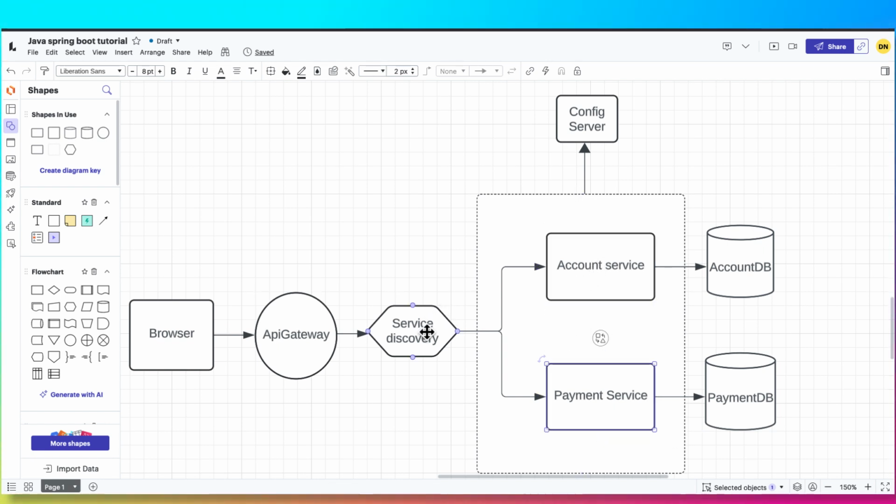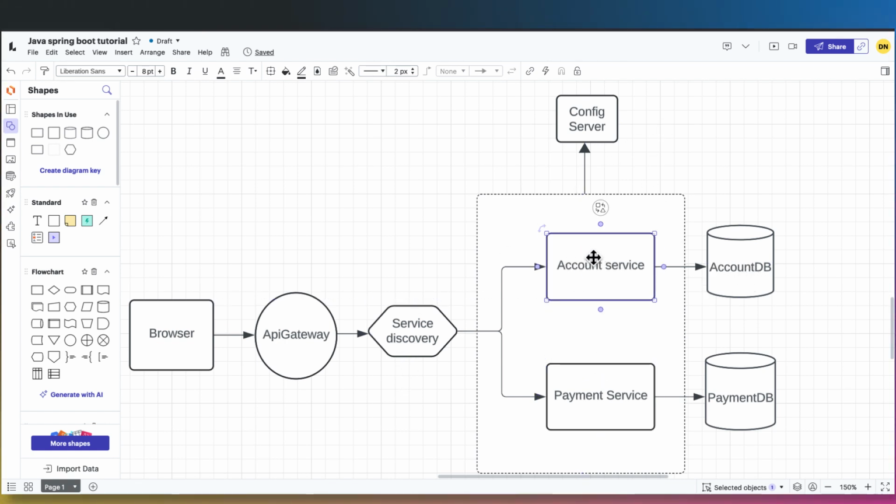Now, when a user makes a request to our application, it comes to the API gateway. How does the API gateway know which service to route this request to? It leverages the service discovery for that. All of these services are registered with the service discovery, and they all have their own database. Now, imagine that there is a fault or a bug here that's preventing the account service from starting up. It doesn't affect the payment service.